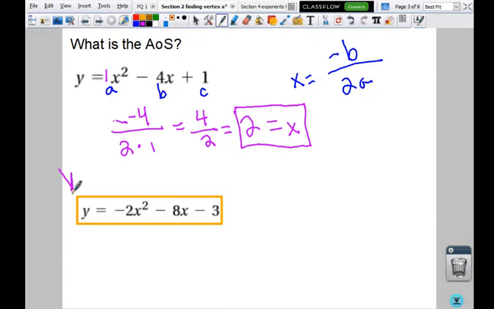First class problem: find the axis of symmetry of the one in the box. Wait, this is a square. So just the number. I don't care about the squared part. All I want is the number. So that'd be 4 times, so that'd be negative 4? Okay, so 8 on top, divided by 2 times negative 2, which is negative 4 on the bottom. So 8 divided by.